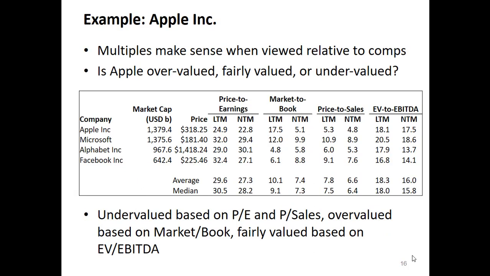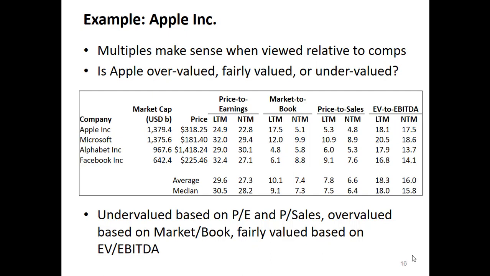12.8. Here you can see we're comparing Apple to Microsoft, Alphabet, which is the parent of Google, and Facebook. This data is as of 1st of June 2020. We see the last 12 months and the next 12 months multiples for P/E, market to book, price to sales, and EV to EBITDA. Notice that we have the average and the median, and that there is no apparent outliers.